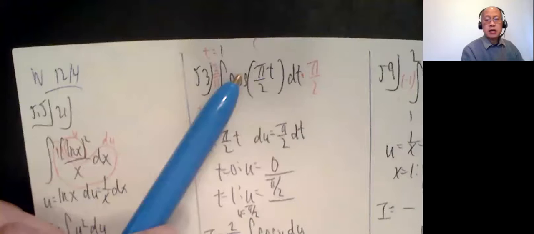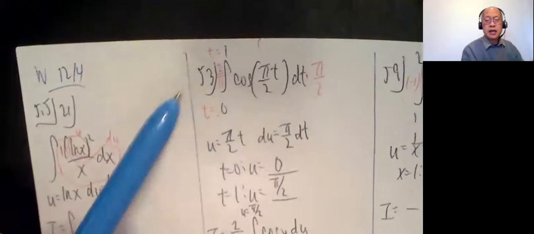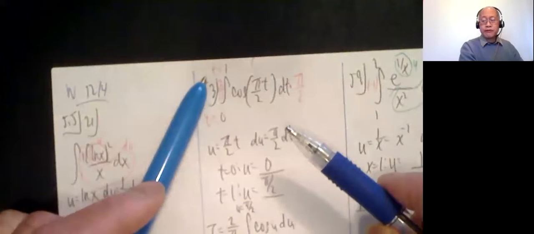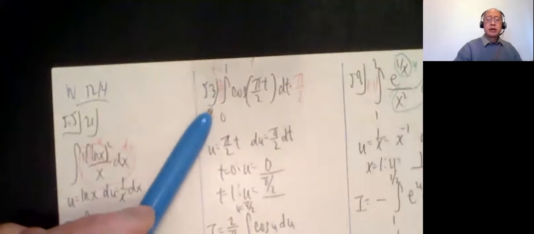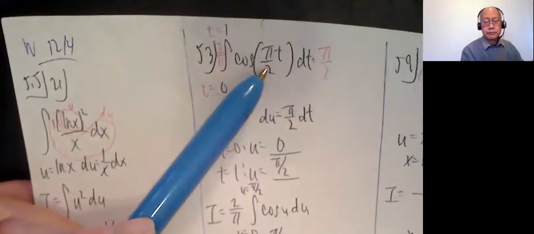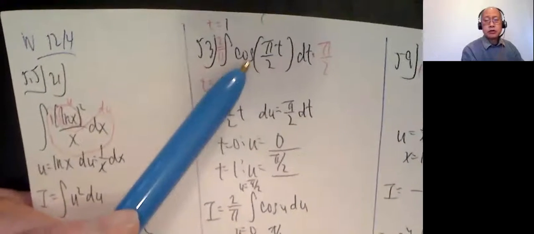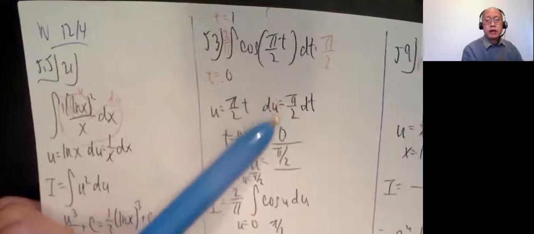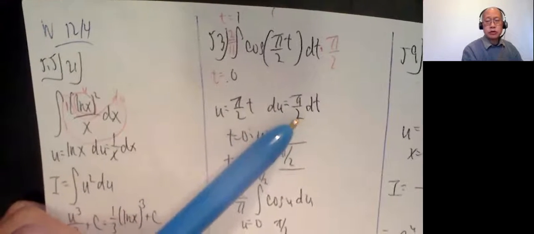Okay, integral of cosine pi over 2t dt, and t goes from 0 to 1. I'm emphasizing I put t equals, and you say you never wrote that before, but I'm writing it now to emphasize that the 0 and the 1 are for the variable t. Okay, then I'll do my u substitution, that u equal pi over 2t, du equals pi over 2 dt. So that's the same as usual.